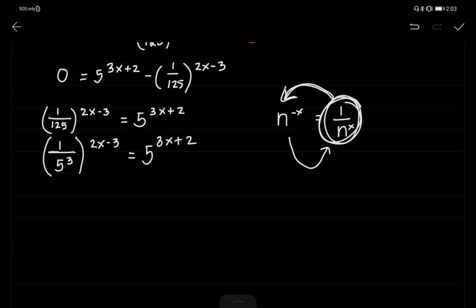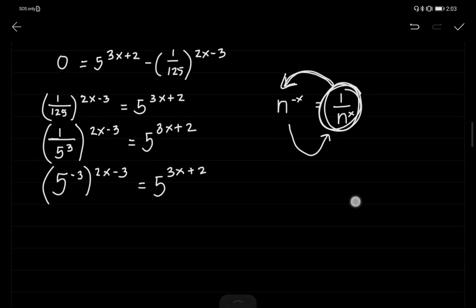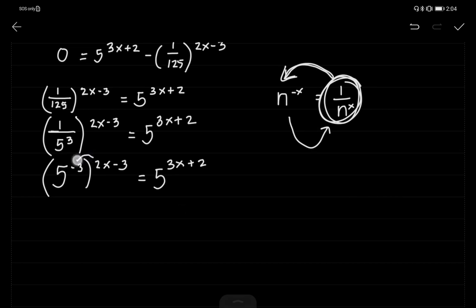So therefore, kunin natin ang reciprocal nito. So magiging 5 raised to negative 3 na, okay? Quantity of 2x minus 3, which is equal to 5 raised to 3x plus 2. So in this case, distribute muna natin to dito. So this is 5 raised to negative 3 times 2x. This is negative 6x. Then negative 3 times 3, positive 9, which is equal to 5 raised to 3x plus 2.